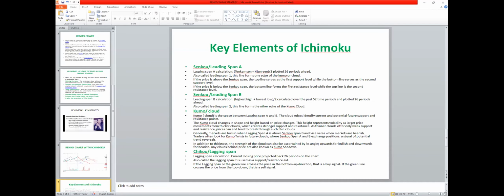And the second one, the red, what you saw, that is the leading span B calculation. It is calculated from the highest high and lowest low, it is not exactly a moving average concept. It is taking the highest high and lowest low, not the closing price, of the 52 time periods. This line forms the other edge of the Kumo cloud. That is the red color.